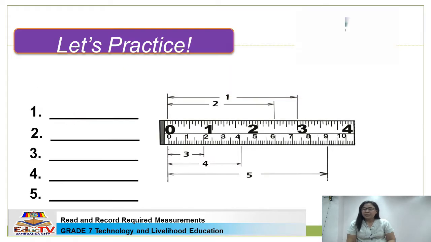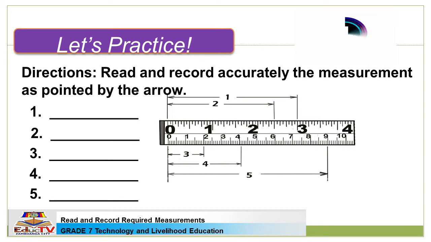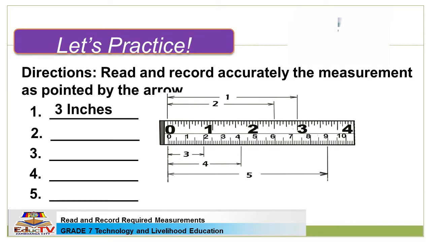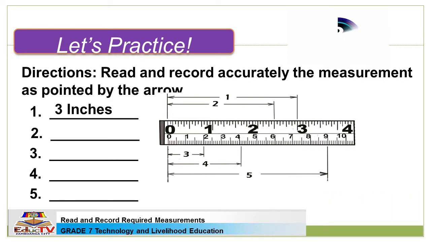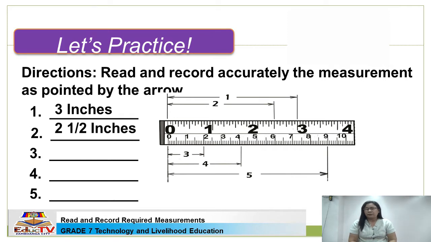Now, let us explore more. Our direction is to read and record accurately the measurement as pointed by the arrow. Number 1. The answer is 3 inches. For number 2, very good! The correct answer is 2.5 inches.